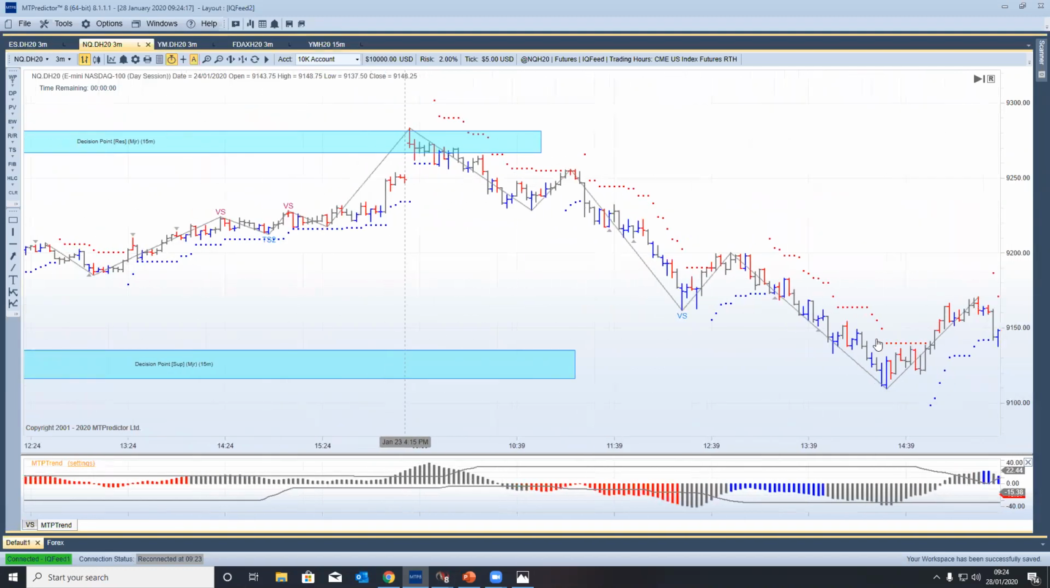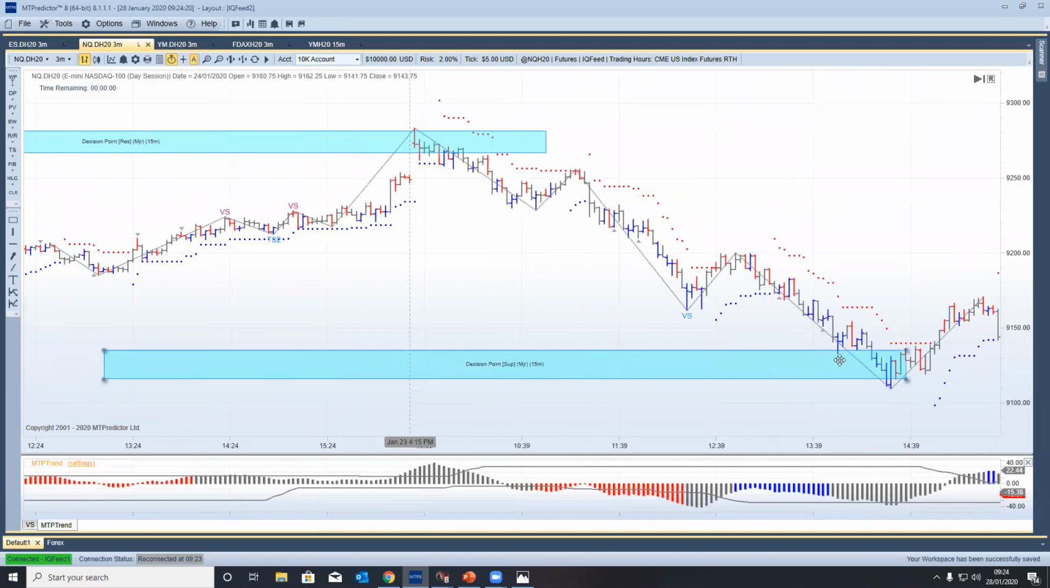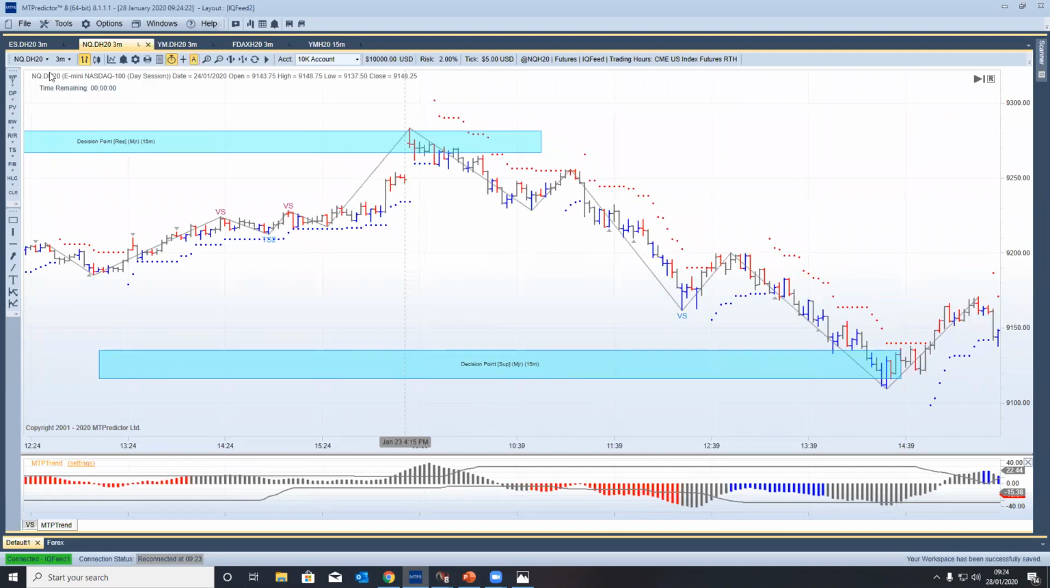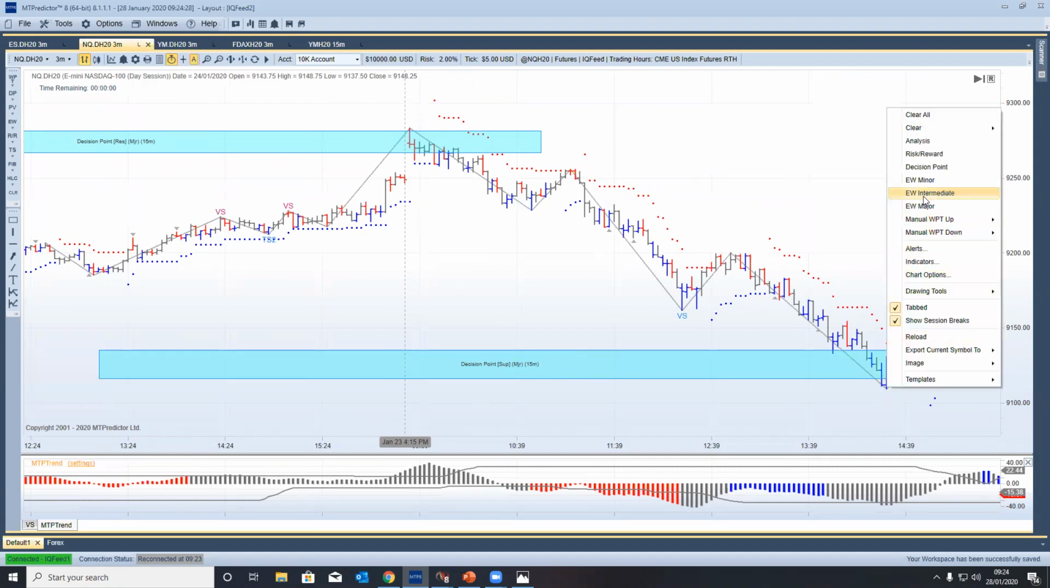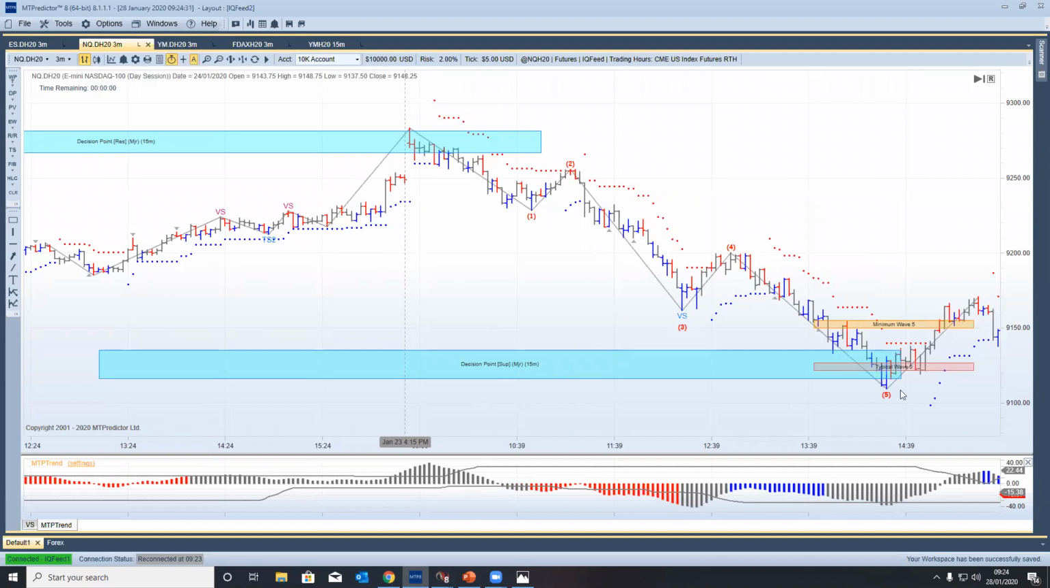But I just thought it was absolutely amazing the way on Friday we had the NASDAQ make the high of the day right at the 15-minute DP. It then declined down in an absolutely perfect 5-wave sequence. You know, it's just absolutely textbook.